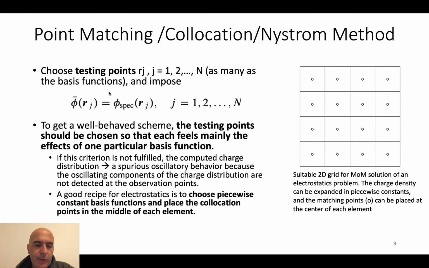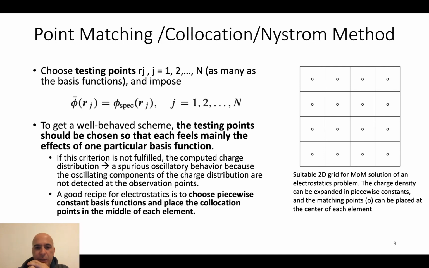And then what we're going to do is to impose that our potential derived by the series S function is equal to a specific potential that is given at a certain point. So for each point we know what the potential is, and then we fix this equality on these nodes. An important point is that to get a well-behaved scheme, the testing points should be chosen typically at the center points. That means that each point feels mainly the effects of one particular basis function.